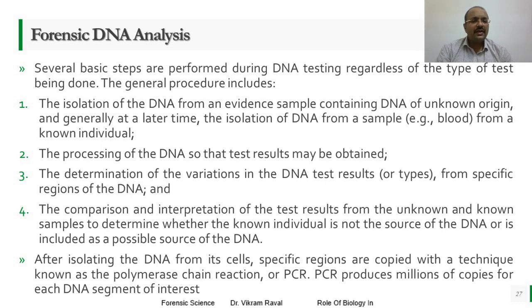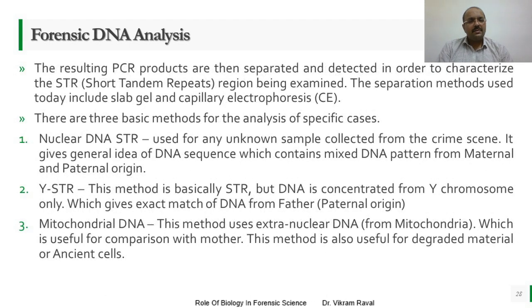So after isolating the DNA from its cells, specific regions are copied with a technique known as polymerase chain reaction, popularly called PCR, and it produces millions of copies of that particular DNA. The resulting PCR products are then separated and detected in order to characterize the short tandem repeats, STR. So how the band appears, or what is the number of bands, how much it is concentrated, what is the actual amount of that particular sequence or band appearing in the gel.